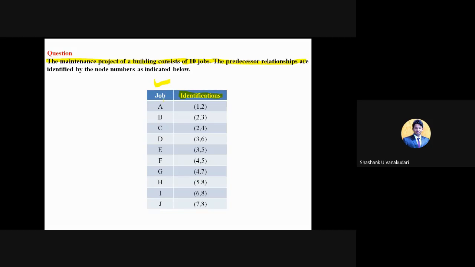I will show you one part here. According to that, you need to draw this network diagram. Here, this particular job A consists of two nodes that connect from 1 to 2. So this is node 1 and this is node 2, and that indicates activity A. This is how we will draw the further network. Similarly, activity B is 2 comma 3, so nodes 2 and 3 connect this activity.